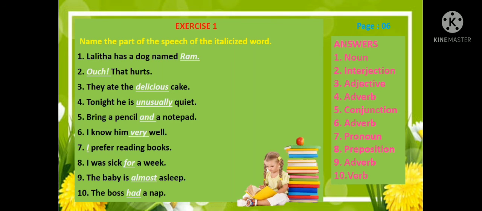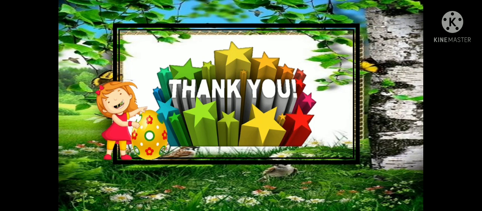I prefer reading books. I is a pronoun. I was sick for a week. For is a preposition. The baby is almost asleep. Almost is an adverb. The boss had a nap. Had is a verb. Nap is a small sleep.